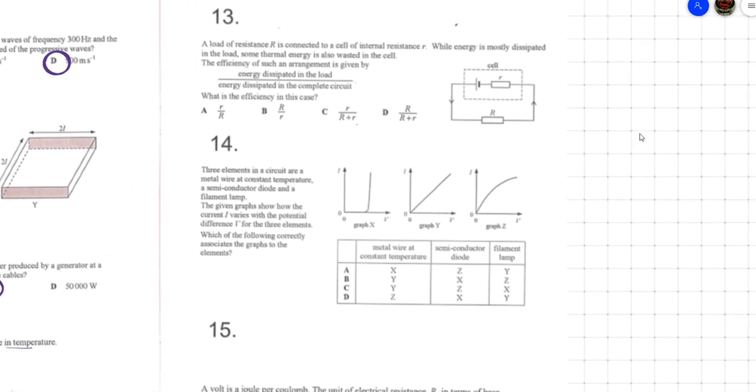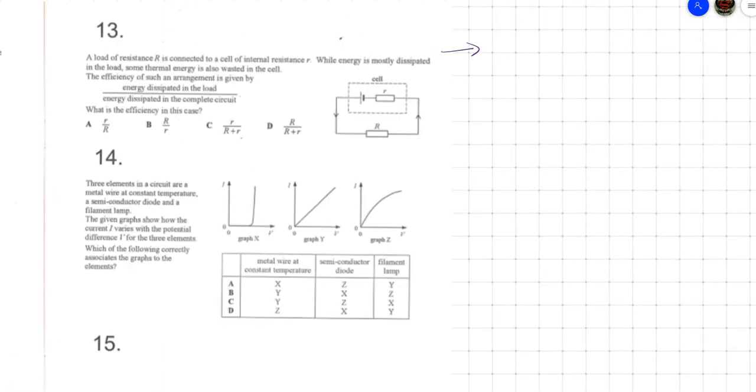This one's a nice and easy question. Okay, let's take a look now. Energy. We know that energy is equal to charge multiplied by voltage. Now we've got two things here: energy across the load, which is this one, and energy across the whole circuit. Let's do the load first. The energy of the load is going to be energy is equal to charge times voltage.